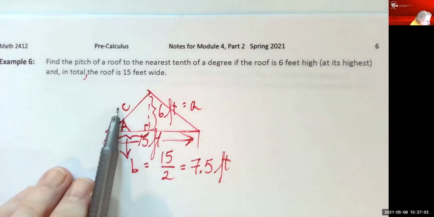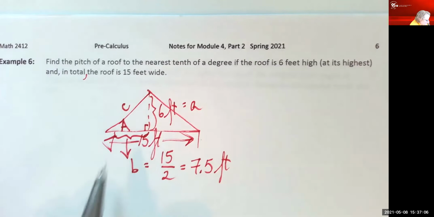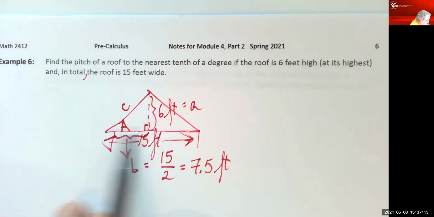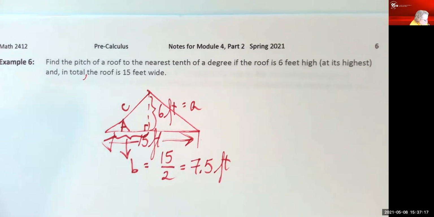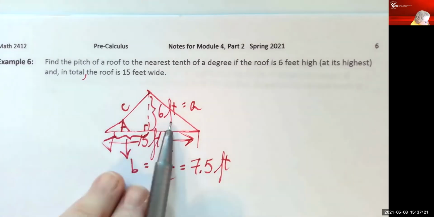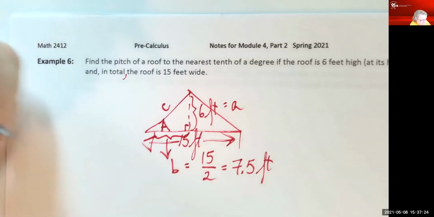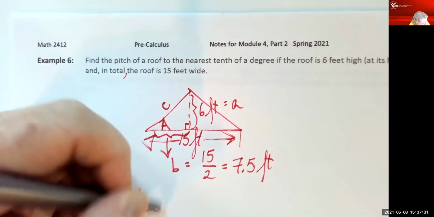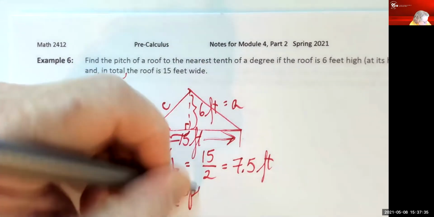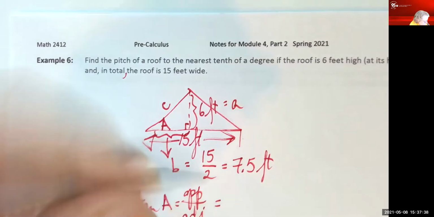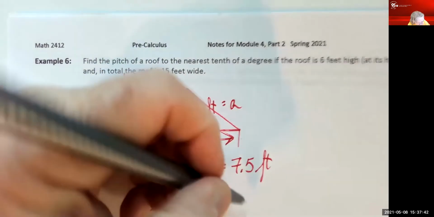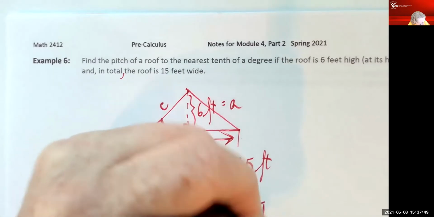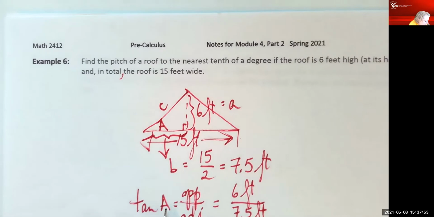How can we find side C? Or do we even need to find side C? Can we find its measure if we know the height and the base? Absolutely. Which trigonometric identity involves the lengths of the legs? Excellent. The tangent of A is opposite over adjacent. The opposite length is 6 feet. The adjacent length is 7.5 feet. Notice that the feet divide out. So the tangent of angle A has no units.